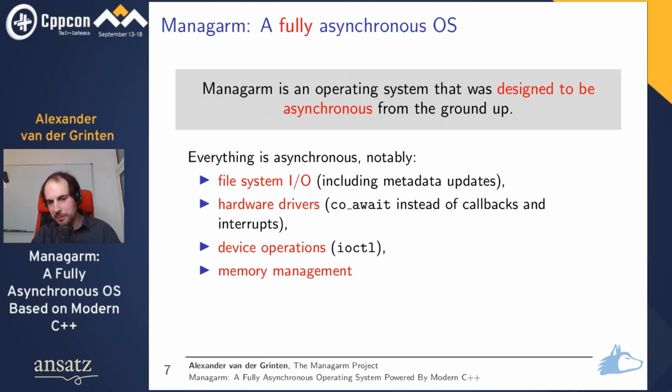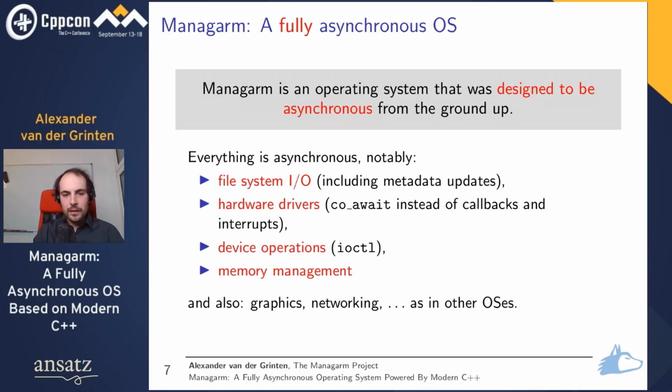It also affects memory management, but I don't really want to go into detail here. But if you think about mmap in Linux, that can block in certain circumstances, and it cannot block in Managarm because it's also implemented asynchronously. And all the other stuff that you know already, for example, networking, that's a well-understood problem, of course, that can also be done asynchronously in our new OS.